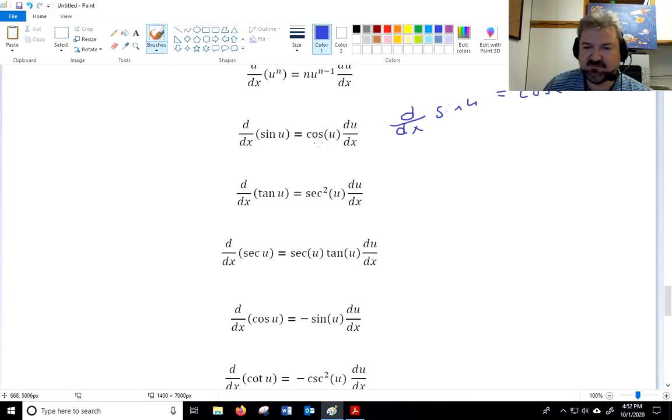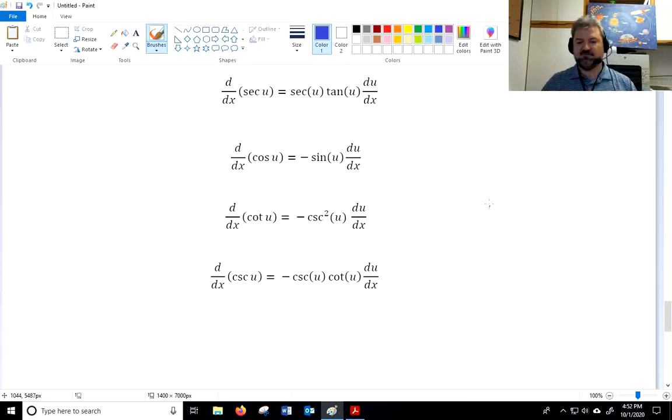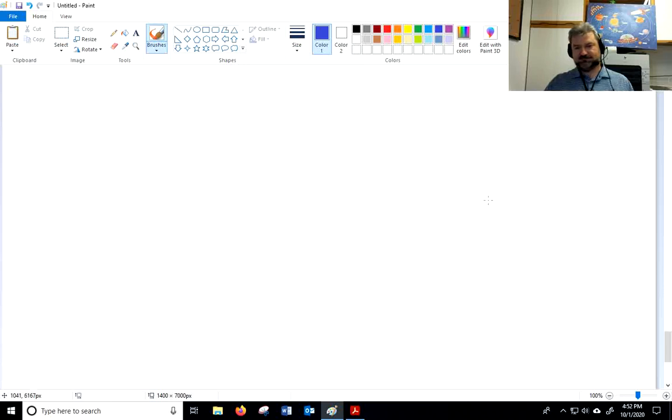Derivative of sine u, the full formula is cosine u times u prime. Tangent u, secant squared u times u prime. And so forth. So it's important to know those. All right, so that's the chain rule.